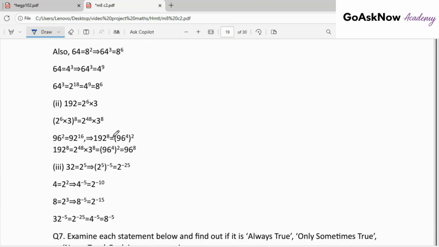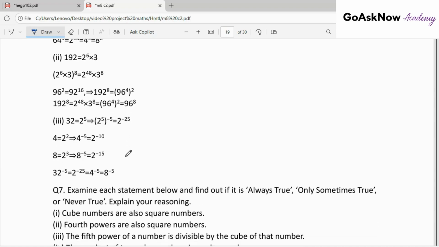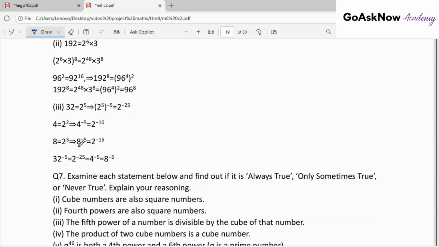Next, in 192, which is equal to 2 power 48 into 3 power 8, which is 96 power 4 whole power 2, 96 power 8. Next, 32, which can be written as 2 power 5. 2 power 5 to the power minus 5 is equal to 2 power minus 25, 4 power minus 5, 8 power 5.